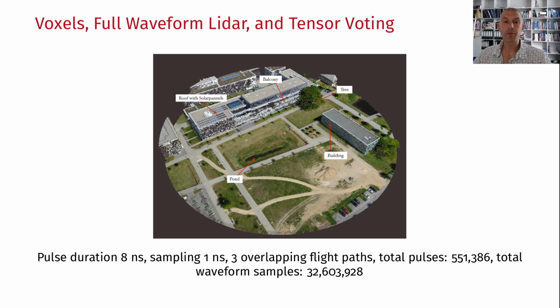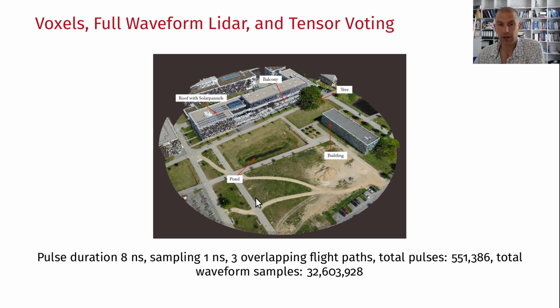We can do similar things with full waveform LiDAR data. The idea here is to show quick examples of how we can aggregate full waveform LiDAR data without turning them into points, so without fitting Gaussians, just using the full waveform LiDAR data. We're doing this for an example of the campus GOM, where we have a pulse duration of 8 nanoseconds.